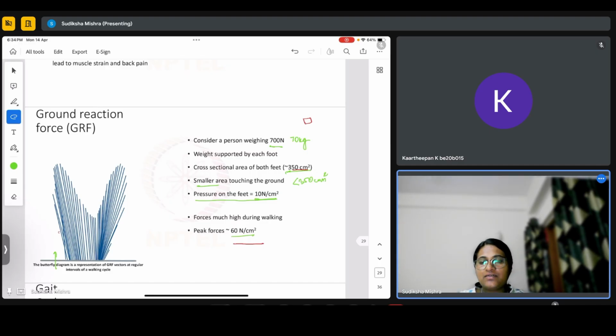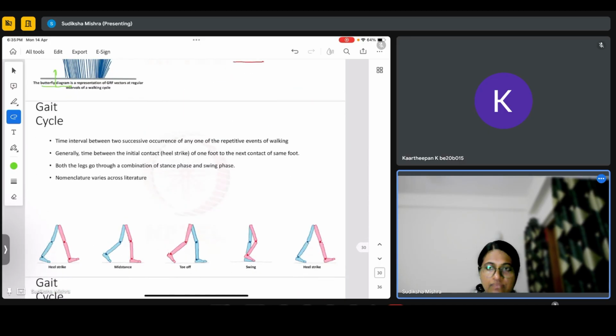The ground reaction force can be described using a butterfly diagram, wherein each of the lines is essentially one force in that unit area. Okay, coming to gait cycle, which is the time interval between two successive occurrences of any one of the repetitive events of walking. Now, what does repetitive events of walking mean?